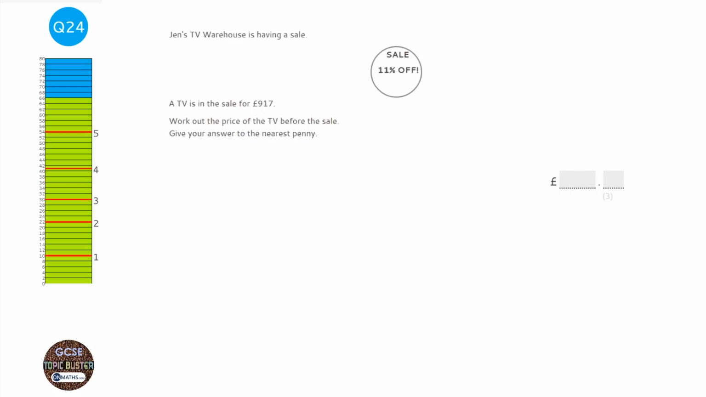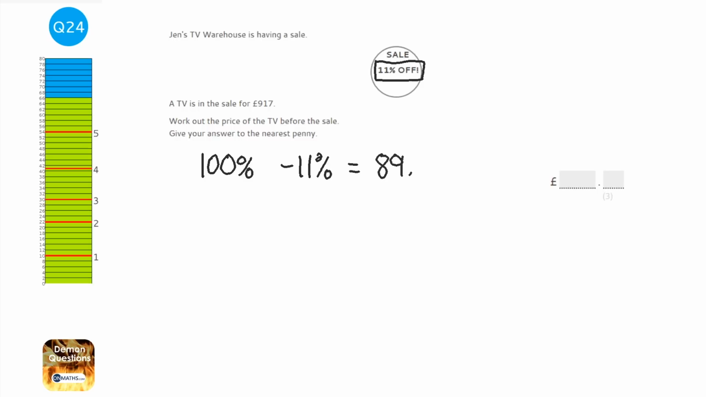The easiest way to answer this question on the calculator paper is to think in terms of multipliers. Now, multipliers are a nice easy decimal you times something by to do whatever the question's asking you to do. So either increasing it by a percentage or decreasing it by a percentage. So if we ignore the second part of the question, just focus on this bit, 11% off. We always start off with 100%, always. And 11% off would have taken away 11% from that. So that's going to leave us with 89%.